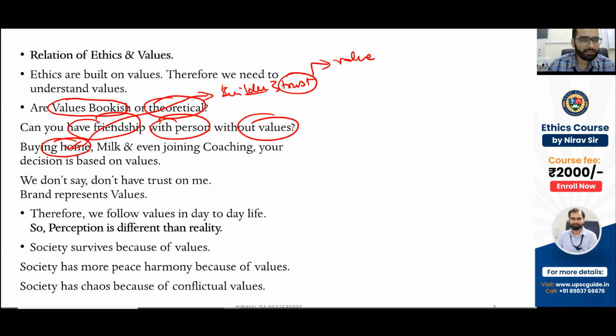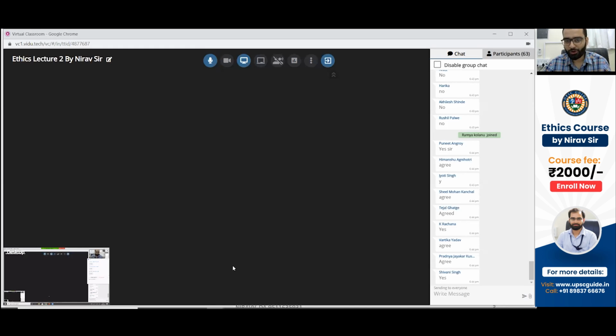Or then say for example, if you want to buy milk, even milk, again the trust factor would come there. Yes or no? The trust factor would come there. You agree, you don't agree? Yes or no? Yeah, absolutely. You have to agree to that.